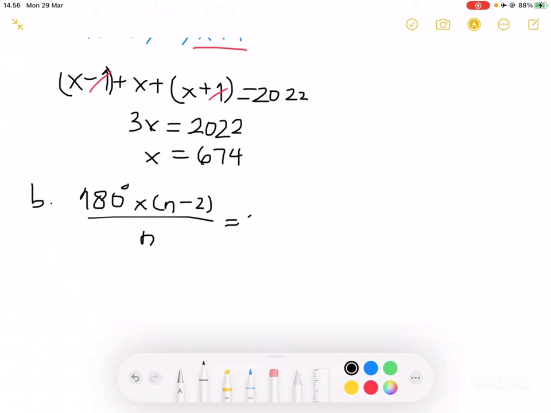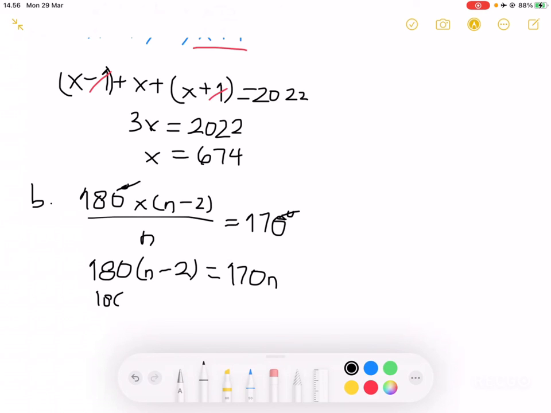So we can just set this equal to 170 degrees. Now just eliminate the degrees here, since it won't really help us. I can just multiply both sides by n, and we are guaranteed that n is not equal to 0, since if n equals 0, then how would you have a polygon with 0 sides? So we have 180 times (n minus 2) is equal to 170n.